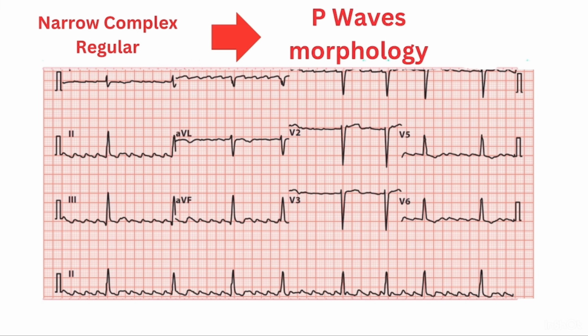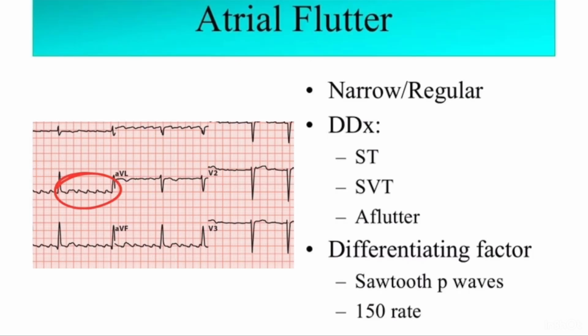The 3 differentials are 1. Sinus tachycardia. 2. Supraventricular tachycardia. 3. Atrial flutter. Final diagnosis. Atrial flutter, confirmed by the characteristic sawtooth waves.